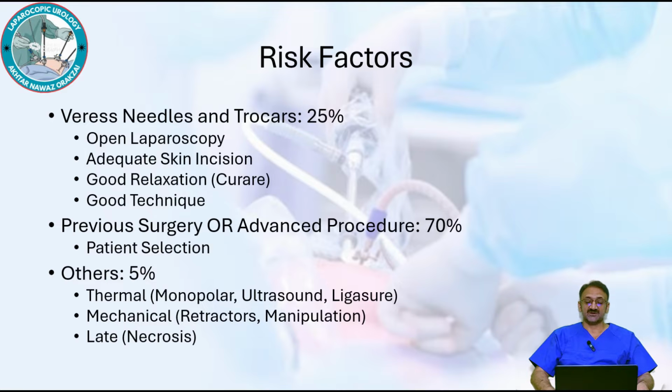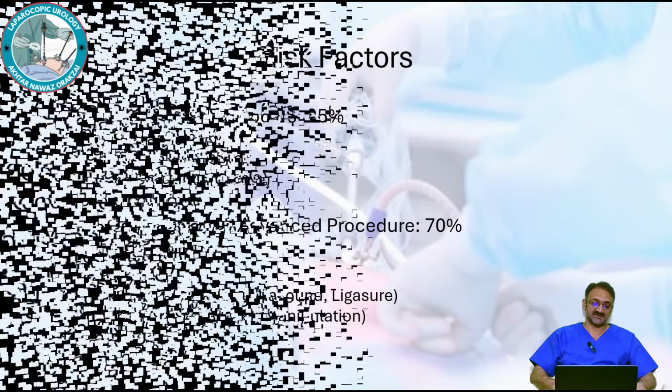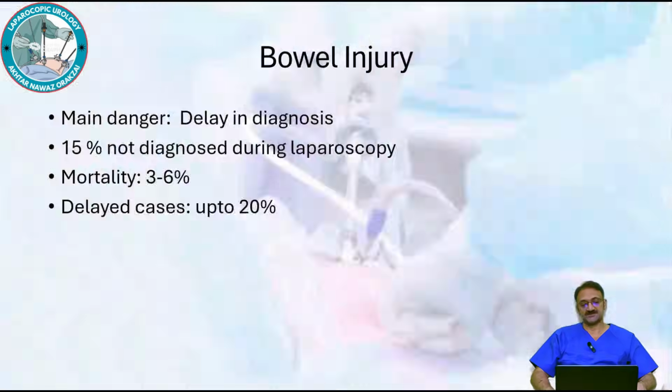If there is previous surgery or if the procedure is advanced, there are 70% chances of complications. So initially, during the learning curve, patient selection is really very important. Other injury mechanisms may be thermal injuries, such as monopolar, bipolar, ultrasonic, or LigaSure. And there can be mechanical injuries in the form of retractors, for example a liver retractor, which is a fan retractor, or the retraction of the spleen during the procedure, which can lead to injuries of the gut as well, and to the mesentery of the gut, leading to ischemic injuries. And in late cases, there is necrosis. So these are the mechanisms.